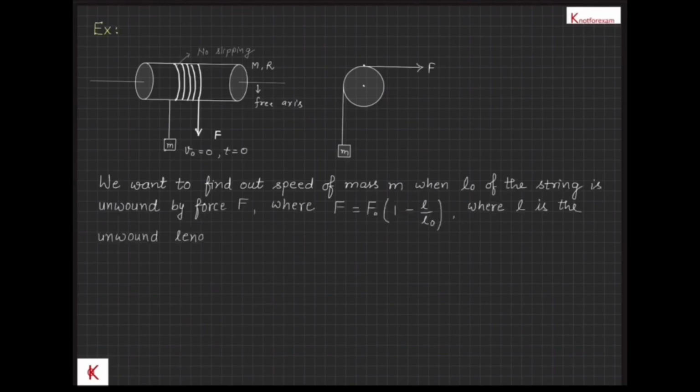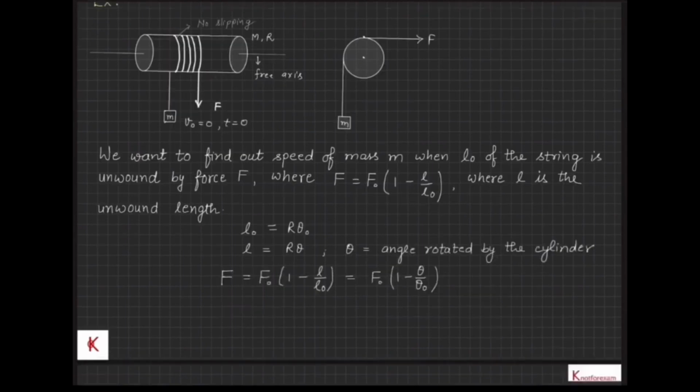Now length can be written in terms of the angle rotated by the cylinder, and length corresponding to angle theta naught can be written as L0 is equal to R theta naught, and the unwound length L will be equal to R into theta, where theta is the angle rotated by the cylinder.